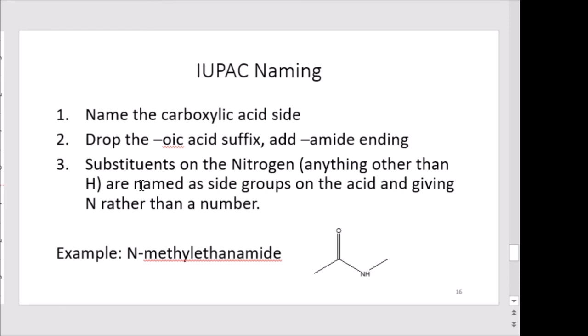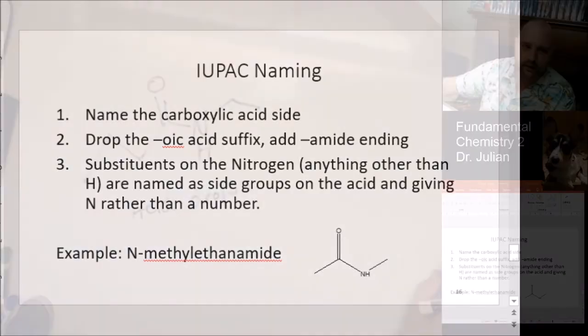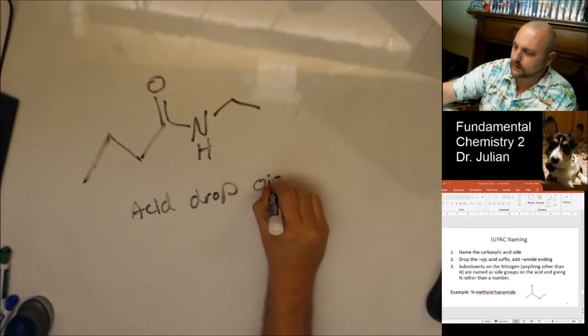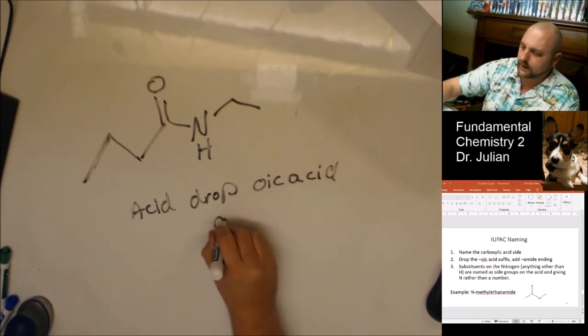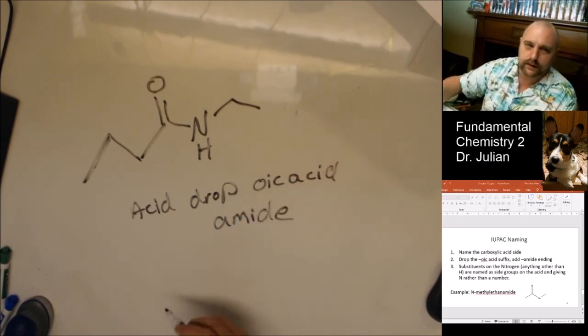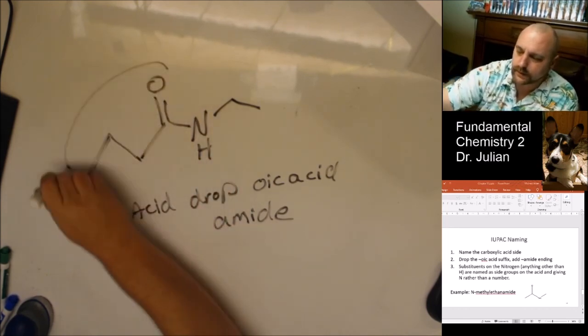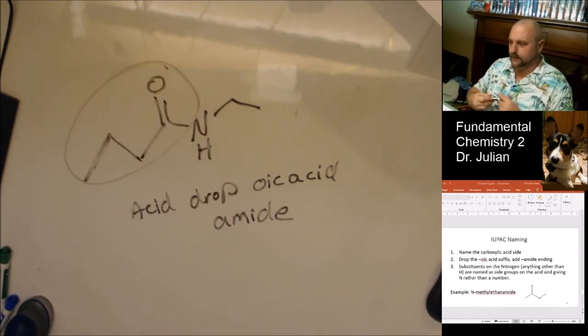So we were talking about amines and amides, and so we're looking at amides, and we said for IUPAC, you name the acid side, and everything else is a side group. And so the acid side, you name the acid, and you would drop the oic acid and add amide. And the key to this is the acid is the root. The acid is the key to all of this.